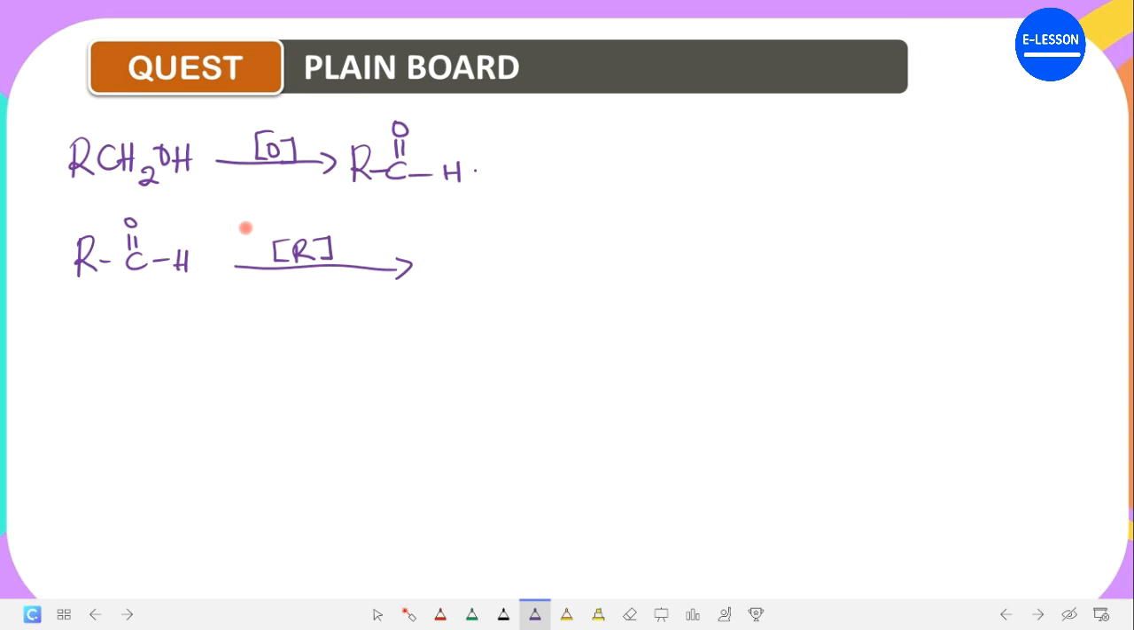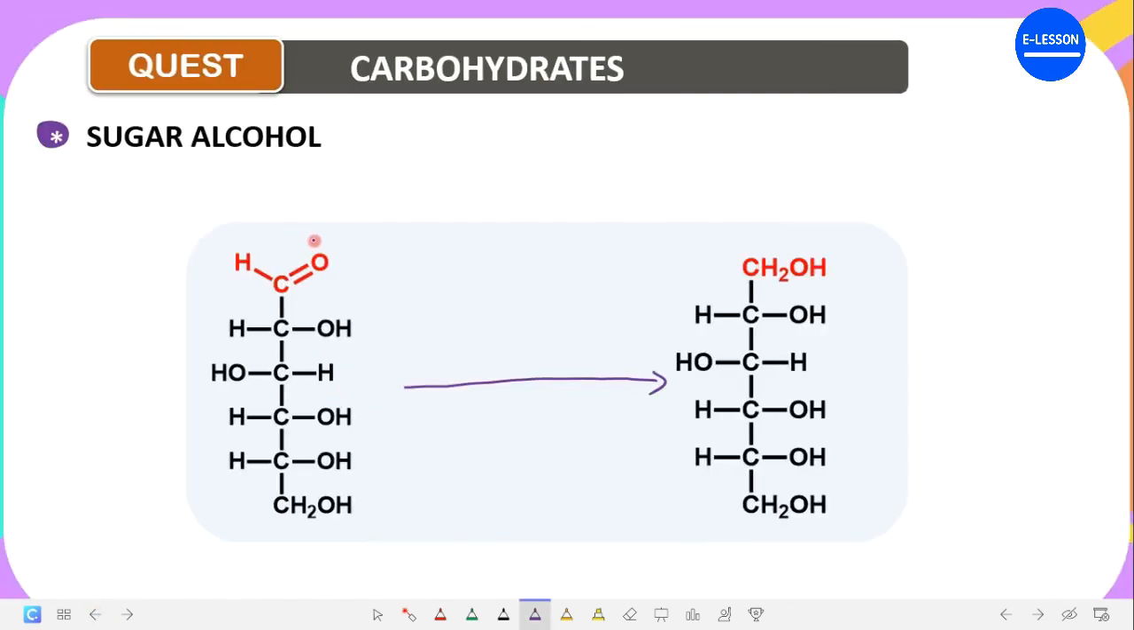So in this case now, what are we going to get? When this aldehyde group is reduced, what are we expected to have here? You're expected to have the alcohol, because it's the opposite of what you have here. Whenever alcohols are oxidized, they give aldehyde. Whenever aldehydes are reduced, they give what? Alcohol. So sugar alcohols are gotten when this aldehyde group here is reduced.